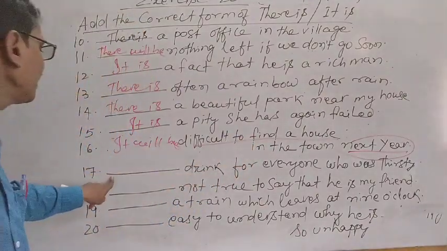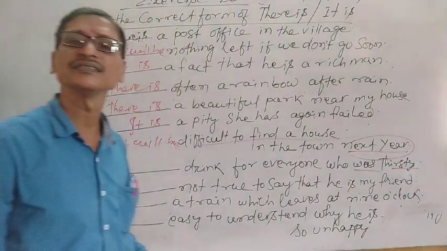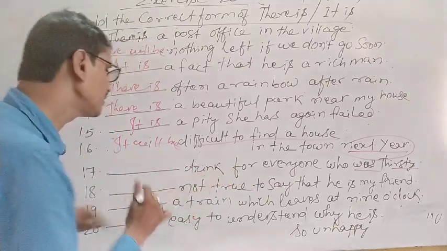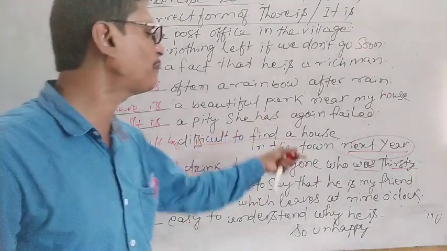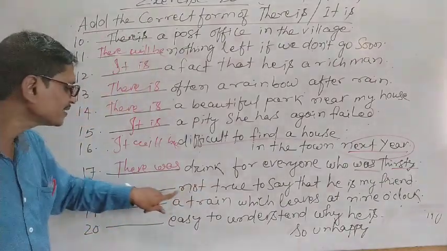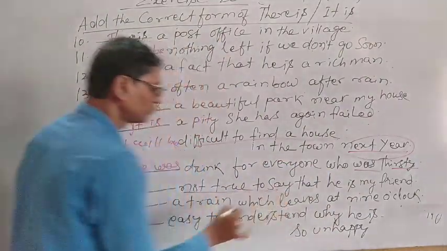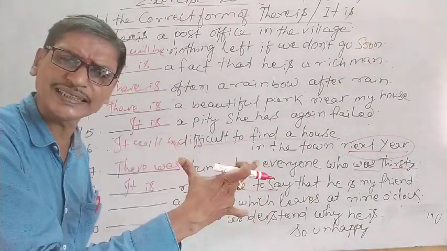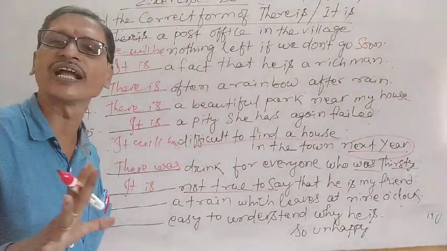Understood? So similarly, there's a drink for everyone who was thirsty. It is past time. So a drink was available, a drink existed. There was a drink. There was a drink for everyone who was thirsty. Clear? So similarly, it's not true to say that he is my friend. Not true. It is not true. We are expressing a phrase. It is not true that he is my friend.